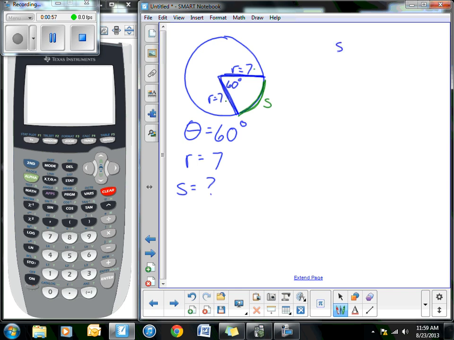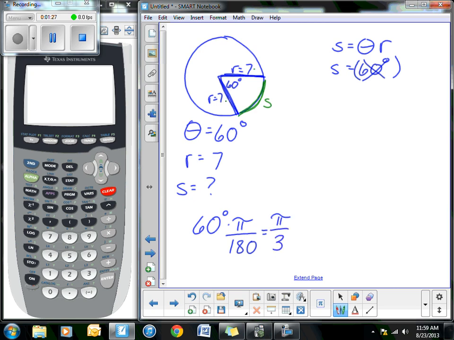Alright, so I'm going to use the formula arc length equals the angle in radians times radius. First problem I encounter is that my angle is currently given to me in degrees, but we know that I need that to be in radians. So off to the side here, what I'm going to do is convert 60 degrees into radians times pi over 180. If you leave that as a fraction and you reduce everything down, you end up with pi over 3.